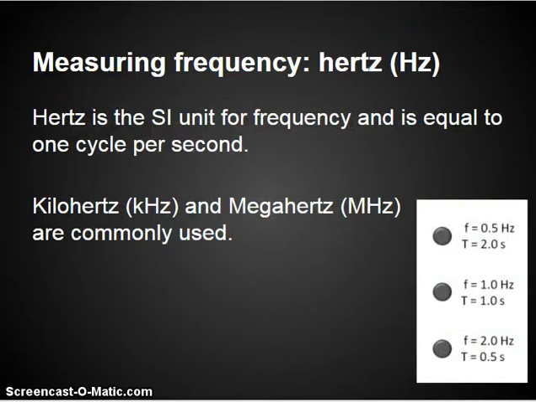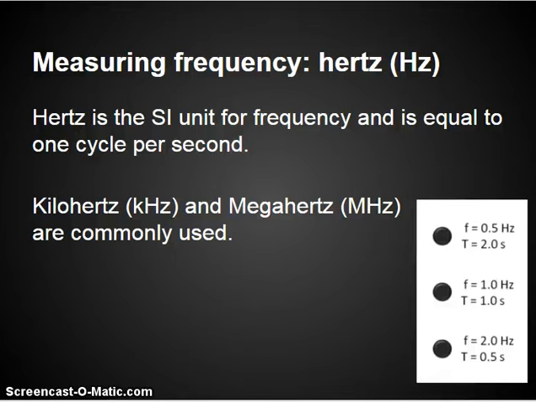Now, frequency. Hertz is the SI unit for frequency, and it is equal to one cycle per second. So when we're talking about AC outlets, the frequency in the United States is 60 hertz. So it is switching back and forth between positive and negative on the hot line 60 times a second. Now, when you're talking about radio frequencies and signal and transmission frequencies, typically you're going to be in the kilohertz and megahertz range. So that is 1,000 cycles per second or 1,000,000 cycles per second.